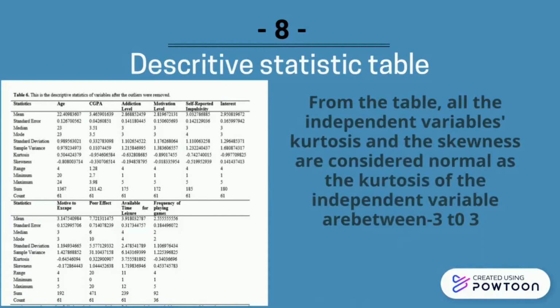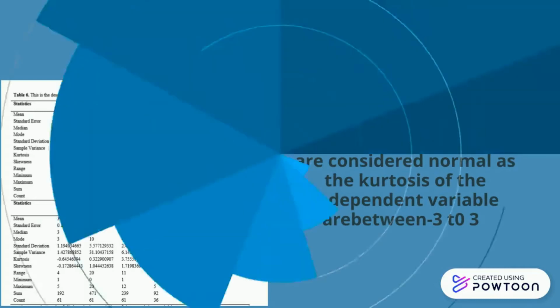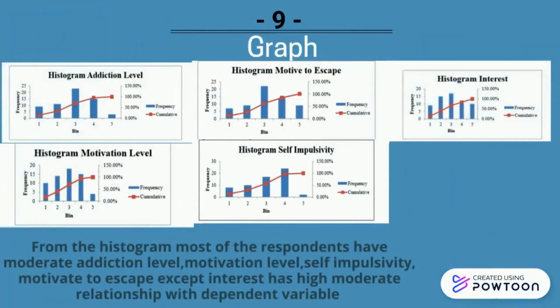From the table, all the independent variables' kurtosis and skewness are considered normal, as the kurtosis of the independent variables is between -3 and 3. From the histogram, most of the respondents have moderate addiction level, motivation level, some impulsivity, motivate to escape, except interest, which has a high moderate relationship with the dependent variable.